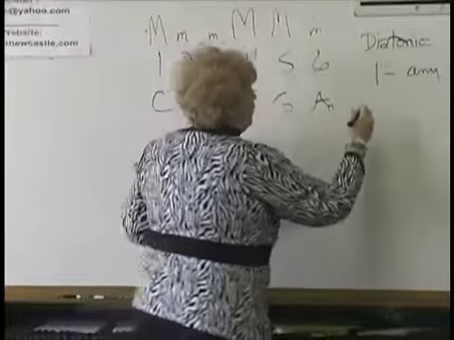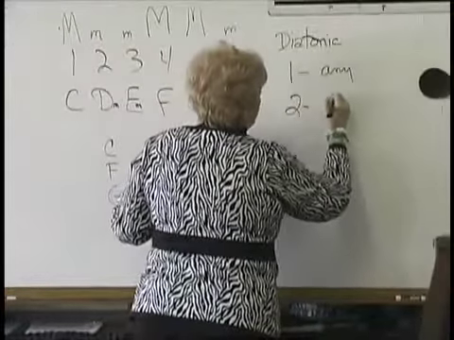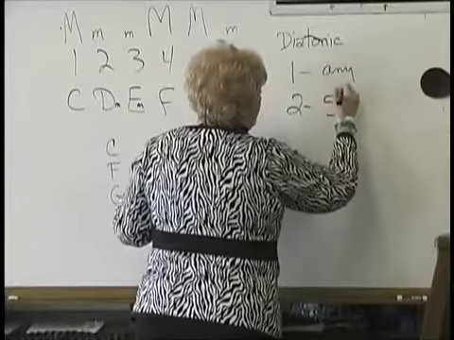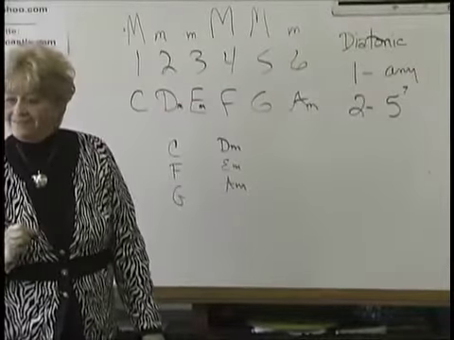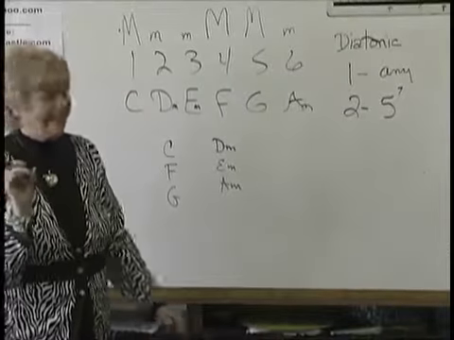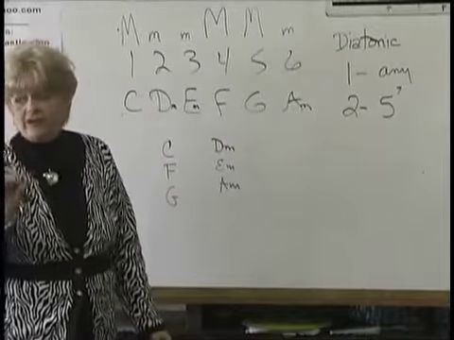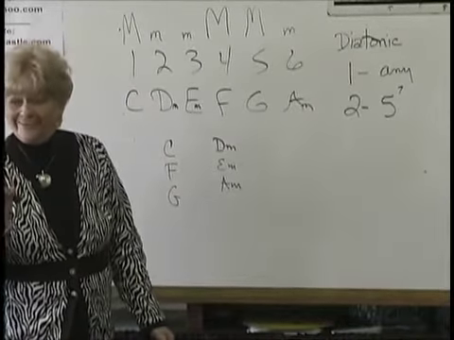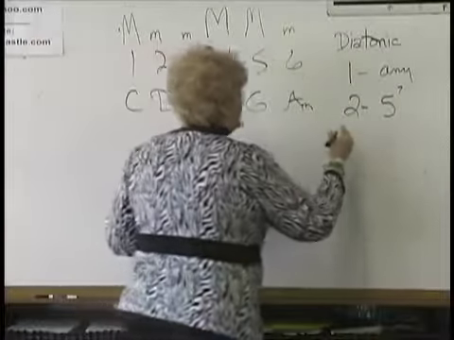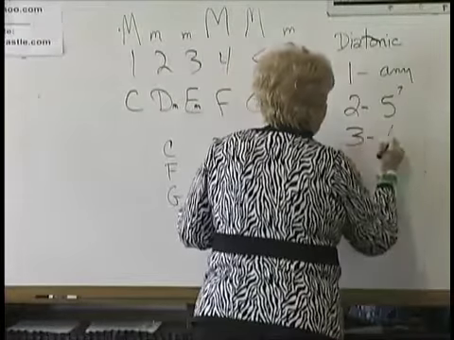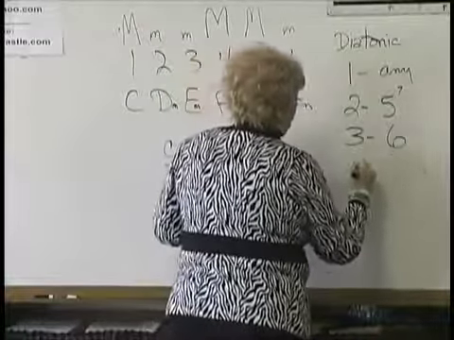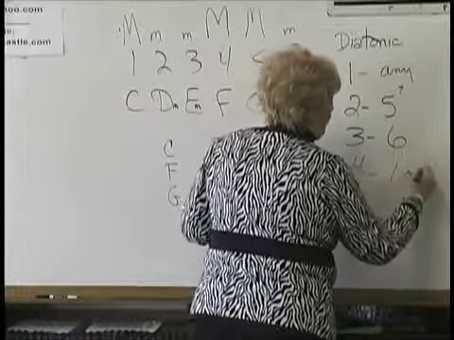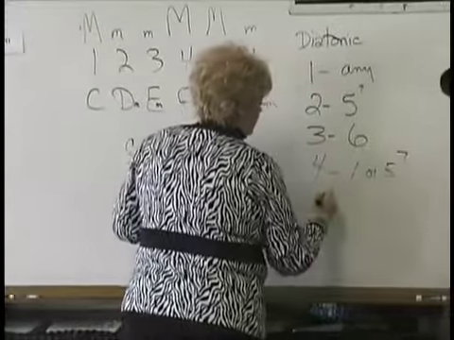Okay? Chord number 2 goes to chord number 5, and later on, if you're a little more advanced, it's usually a 7th chord. So to be correct, I've got to put a 7 there, or somebody on the internet is going to send me a note. Okay? Chord number 3 goes to chord number 6, and I'll explain this in a minute, so just be patient. 4 goes to 1 or 5, 7.